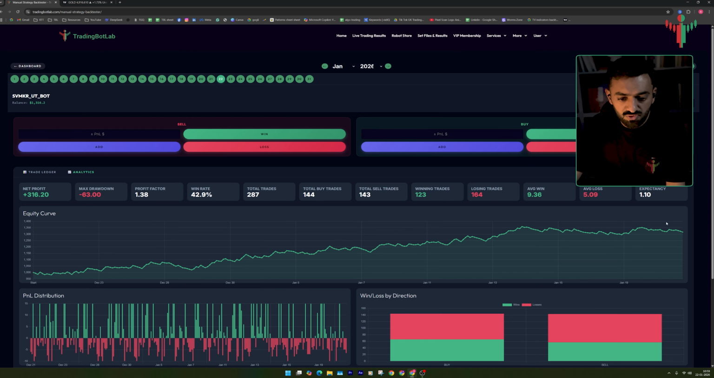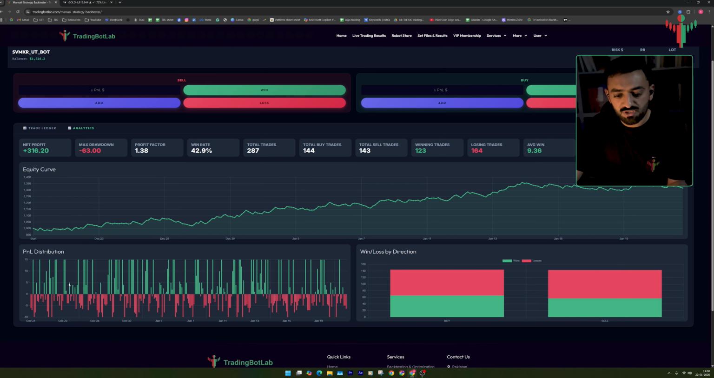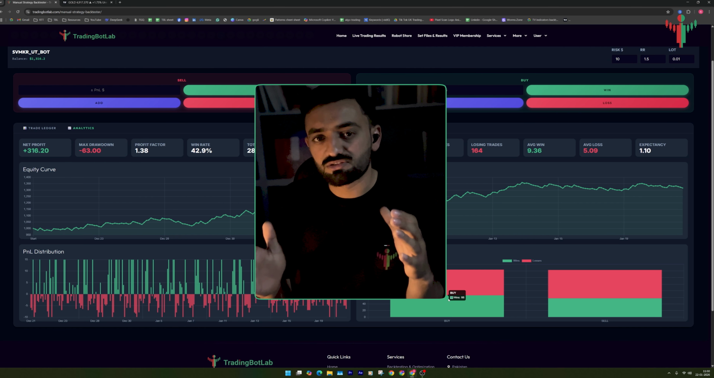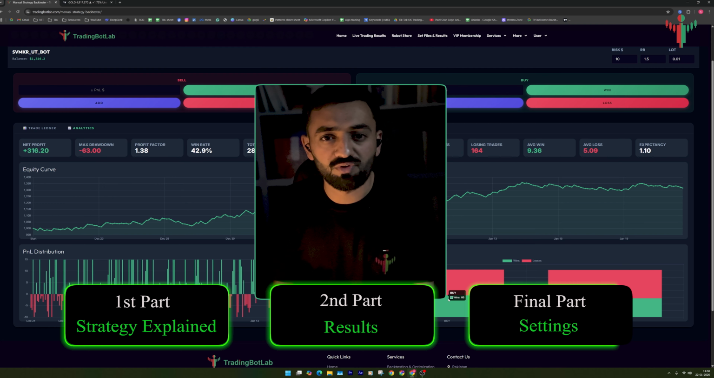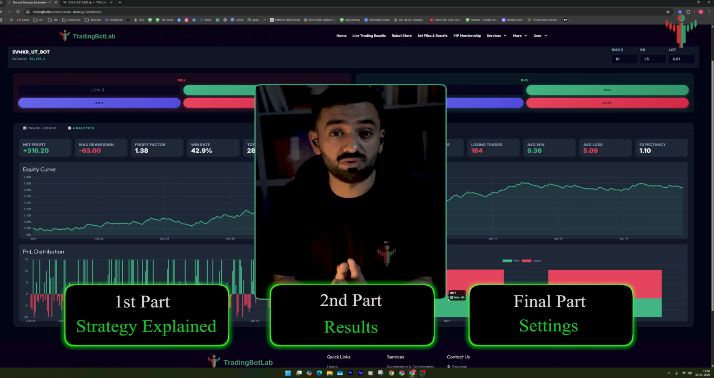And here down you can see the profit and loss distribution, like trade by trade, profit and loss. And here you can see clearly when a trade was closed with small losses and then profits and losses. Here is the win loss direction, how much win and loss from buy trades and sell trades. I hope you understand the results, the strategy. And now let's move to the third part of our video where I am going to show you the settings.